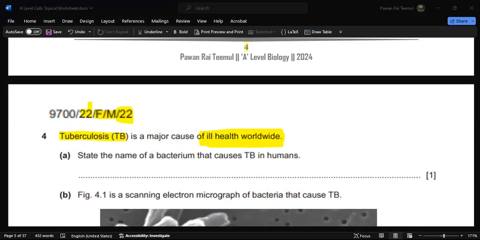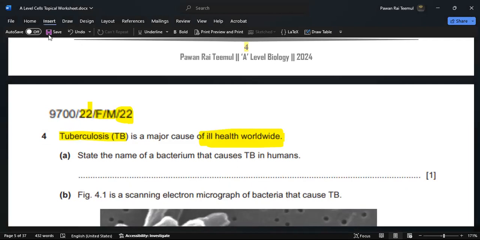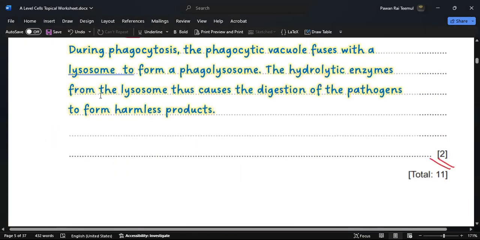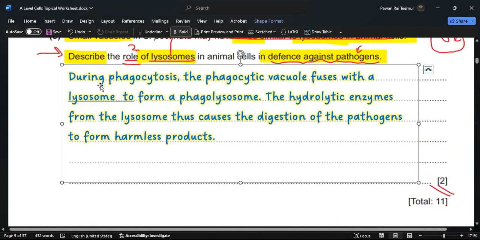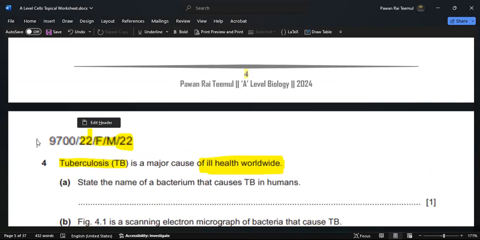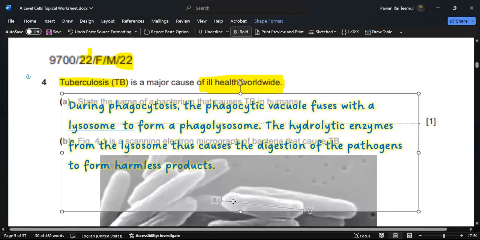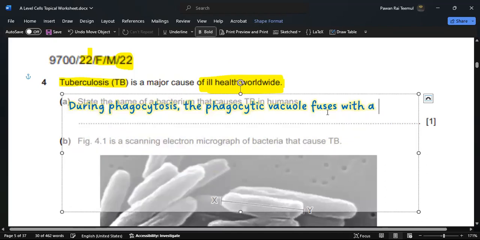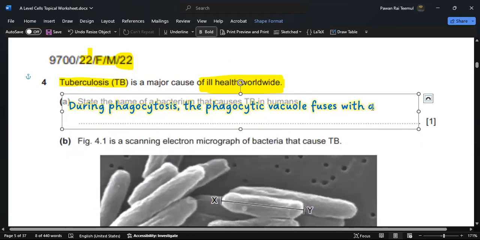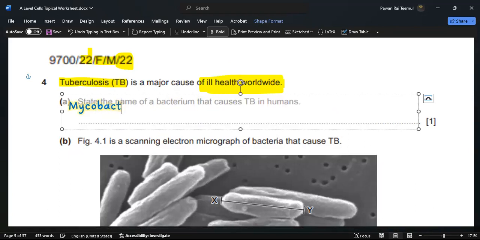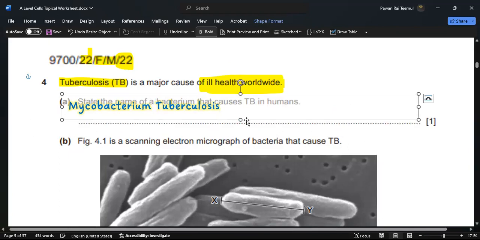Okay. So what is it that causes tuberculosis, TB? It's actually caused by a bacterium called Mycobacterium tuberculosis. Say the name of the bacterium that causes TB in humans. I'm just going to write the answer. It's quite straightforward. Mycobacterium tuberculosis. There you go.